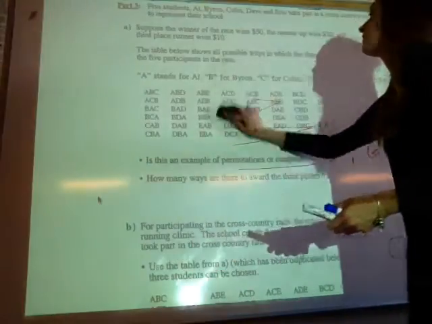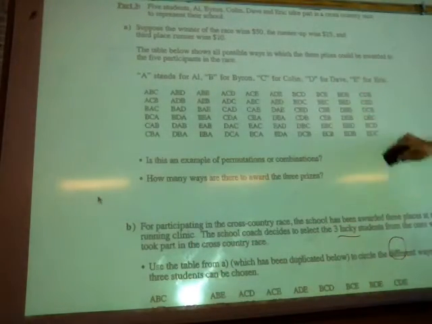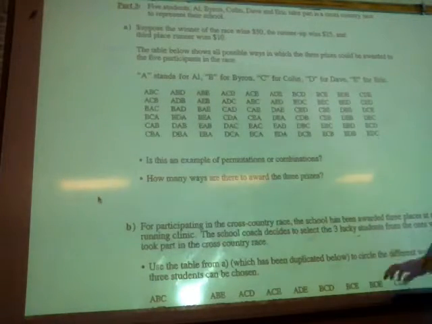Okay, we're just going to do another comparison of permutations and combinations because it's really important to know from examples when order is important and when it isn't. Okay, so 5 students, Al, Byron, Colin, Dave, Eric, take part in a cross-country race to represent their school. Suppose the winner of the race wins $50, the runner-up wins $25, and the third-place runner wins $10. The table below shows all possible ways in which the 3 prizes could be awarded to the 5 participants in the race. So instead of Al, Byron, Colin, Dave, and Eric, they just used A, B, C, D, E. Okay, so the first letter of their names.